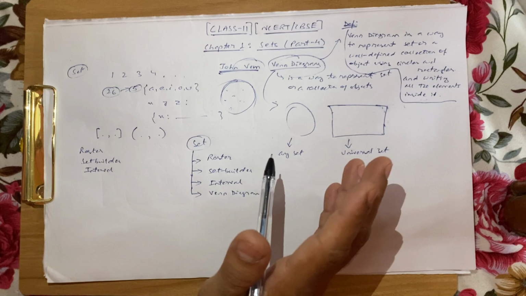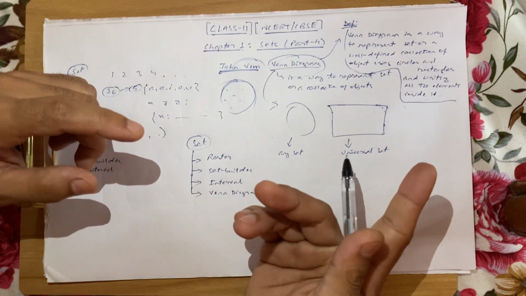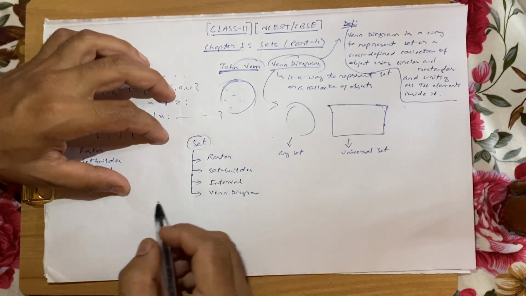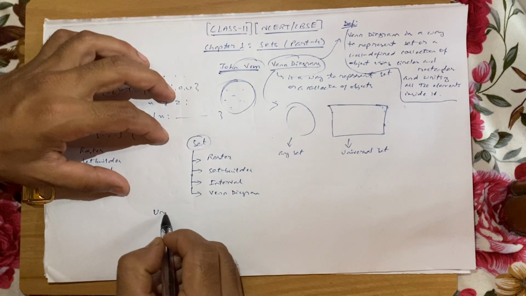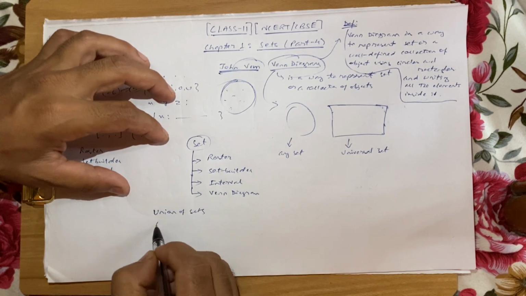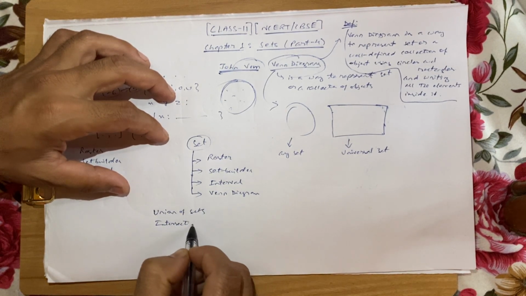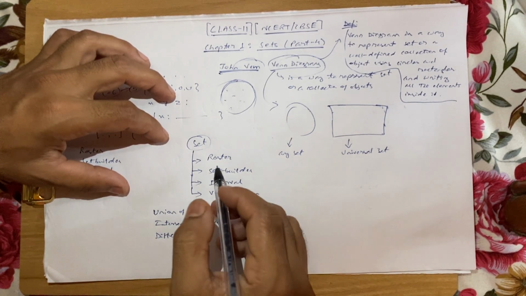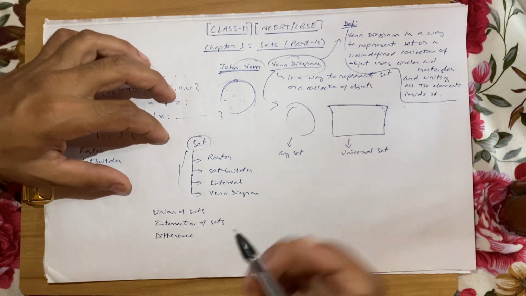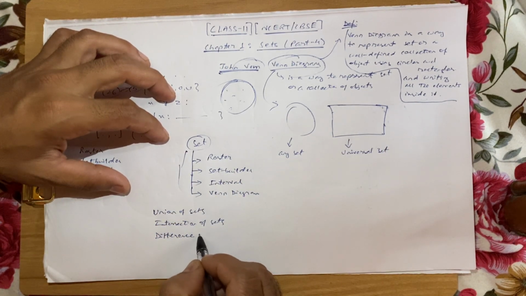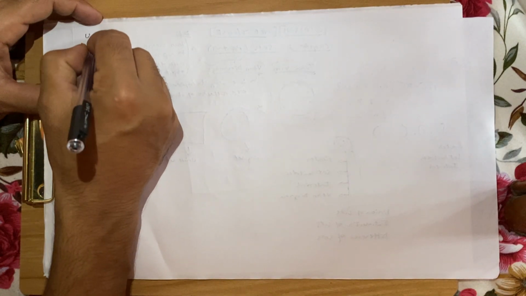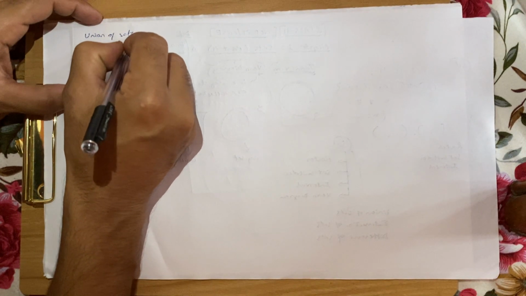Alright, now let us go ahead and try to learn the next concept, that is union of sets, intersection of sets, and difference of sets. We'll learn these 3 topics with the help of these 4 tools that we have. First, let's talk about the union of sets.